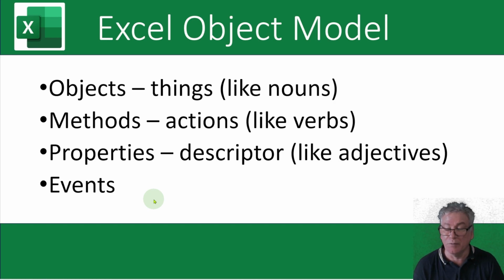So to recap, objects are like the nouns, they're things. Methods are actions, they're doing things. You're doing something to the object, and a property is like a descriptor. Right?